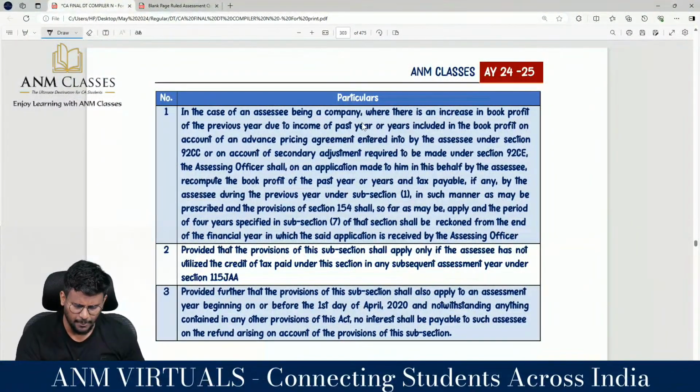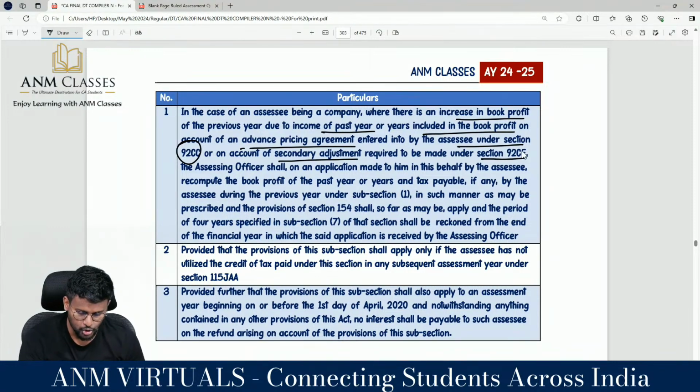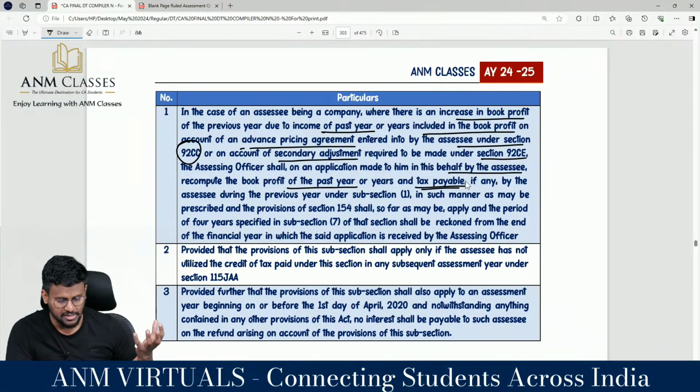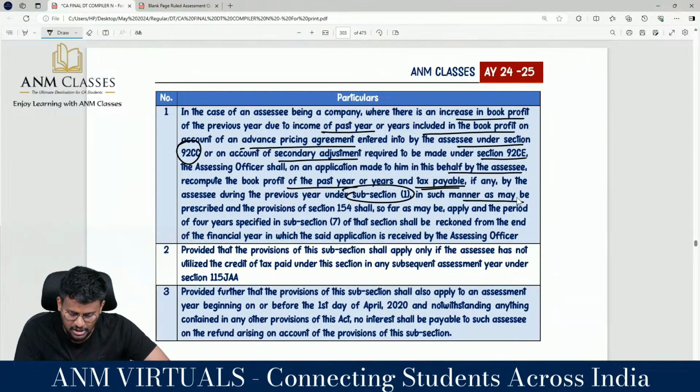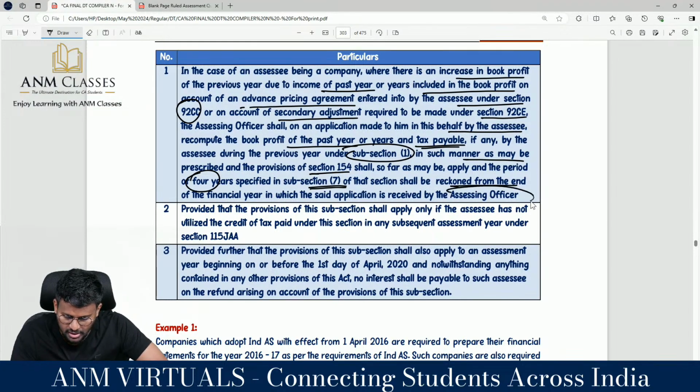In case of an assessee being a company where there is an increase in book profit of the previous year due to income of the past year or years included in the book profit on account of an advance pricing agreement entered into by the assessee under section 92CC or on account of secondary adjustment required to be made under 92CE, the AO shall, on an application made to him in this behalf by the assessee, recompute the book profit of the past year or years and tax payable, if any, by the assessee during the previous year under subsection 1 in such manner as may be prescribed, and provisions of 154 shall so far as may apply, and the period of 4 years specified in subsection 7 of that section shall be reckoned from the end of the financial year in which such application is received by the AO.